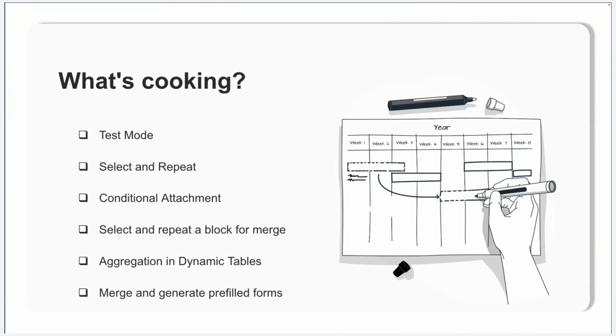You have select and repeat a block for merge. So this can be done based on the merges that need to be repeated. So it is completely set up in the merge template itself. And next you have aggregation within the dynamic tables. And also we have merge and generate pre-filled forms. So this is what we have planned in the product roadmap.